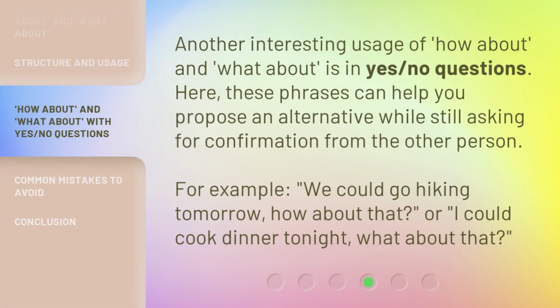Another interesting usage of how about and what about is in yes, no questions. Here, these phrases can help you propose an alternative while still asking for confirmation from the other person. For example, we could go hiking tomorrow. How about that? Or, I could cook dinner tonight. What about that?